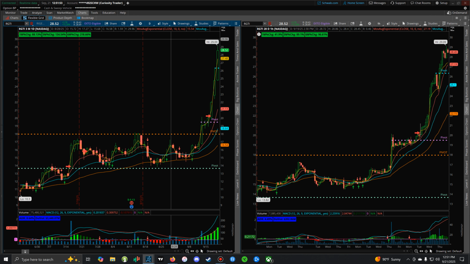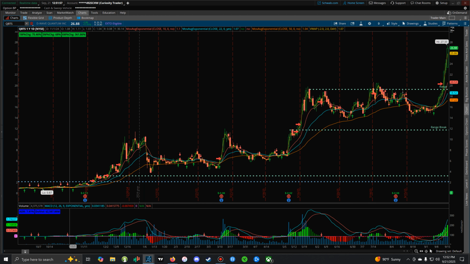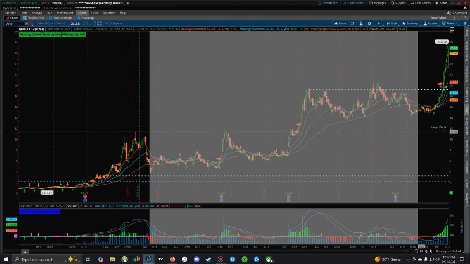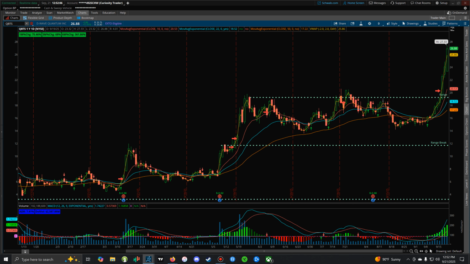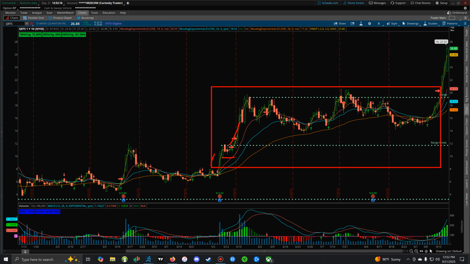But another one that is 5-star as well is QBTS, you know, sector as well. Sympathy runner. Again, look at this chart. There's so many setups on this. This is pretty much the basic premise. As you see here, you know, big move, sideways, ramp up, and consolidation, and the range break.